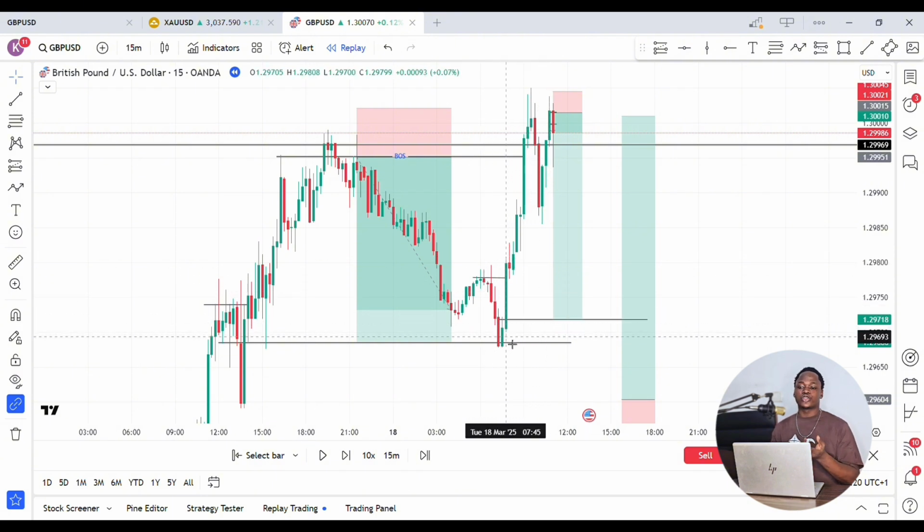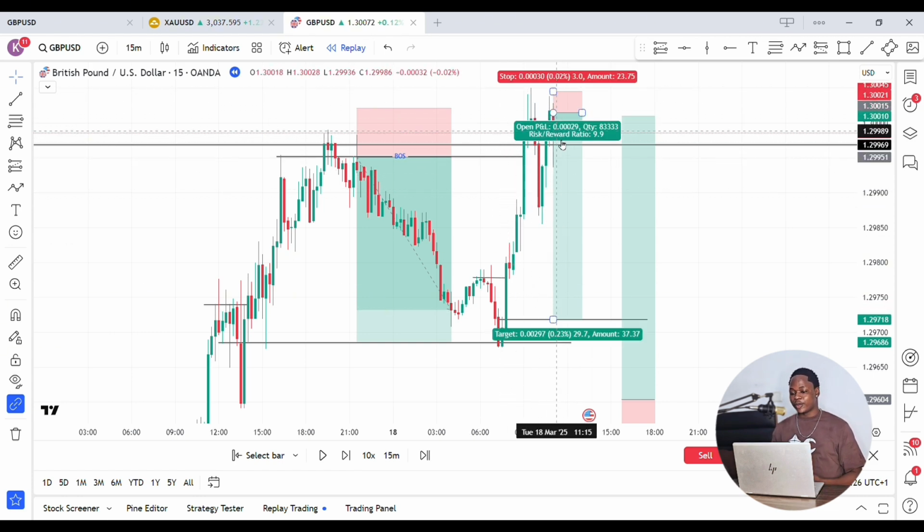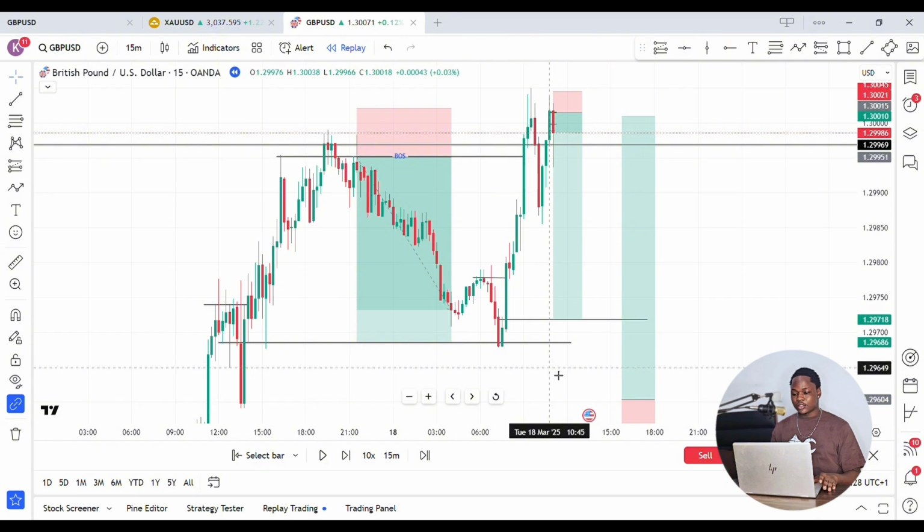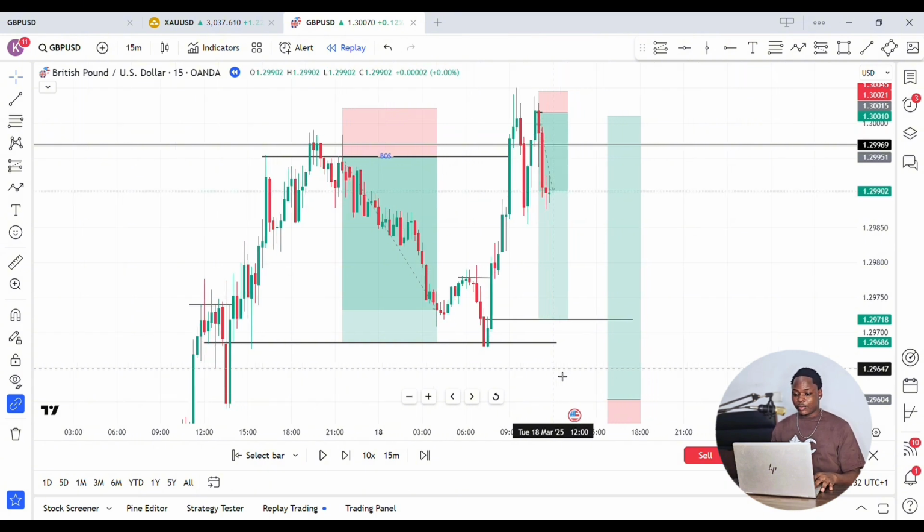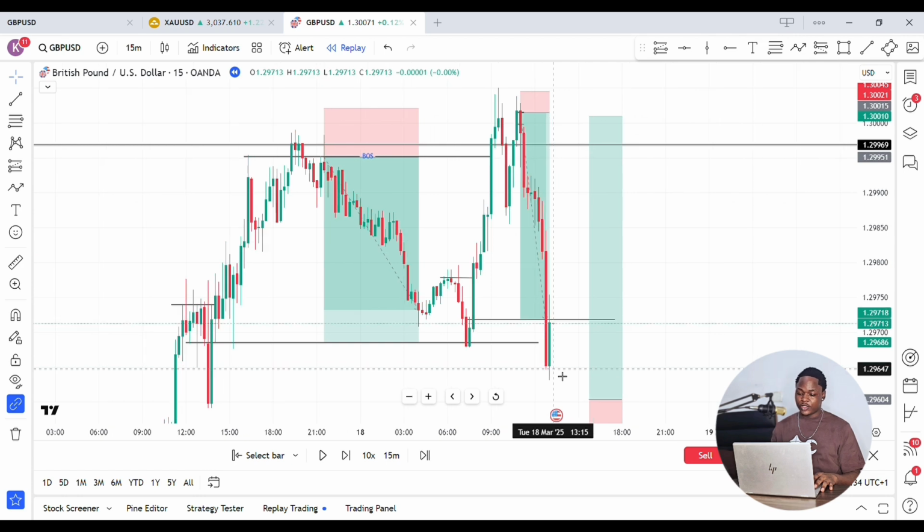But then when we broke structure to the upside in the 1 hour, I knew price was going to come down here. So when I saw a shift in structure in the lower time frame, I took the sell and I slept off. Actually, I slept off. And then look at what happened. Price came all the way, hit my take profits, even went below.